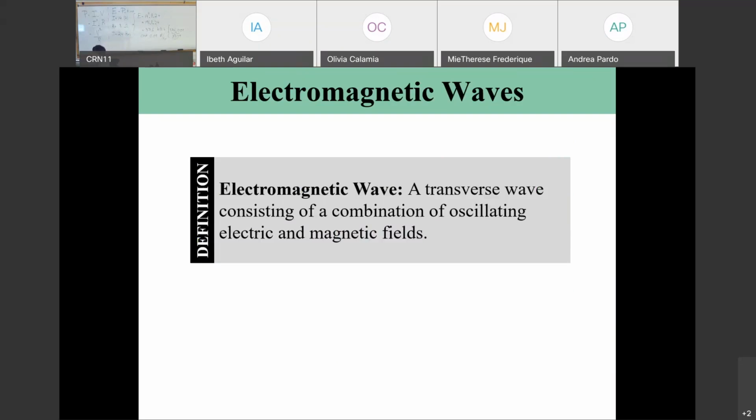But this wave is not just a 2D wave, like the ones we used in sound or mechanical waves. These are 3D because they have a combination of both electric and magnetic fields, but they are perpendicular to each other, and the direction of propagation is perpendicular to both of them. So you have three directions: magnetic field direction, electric field direction, and the direction of propagation.